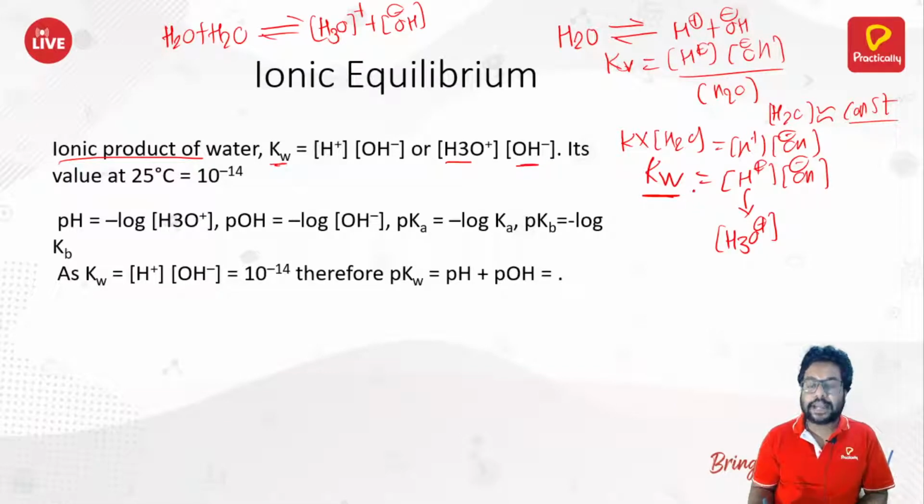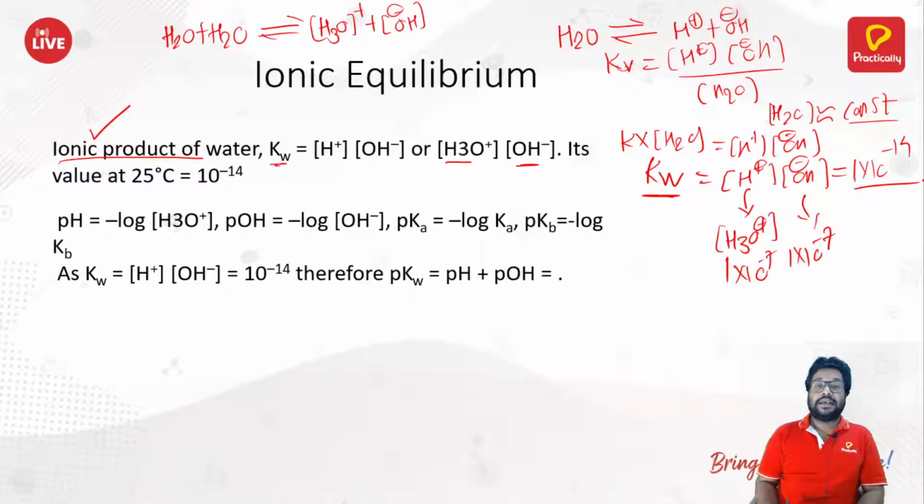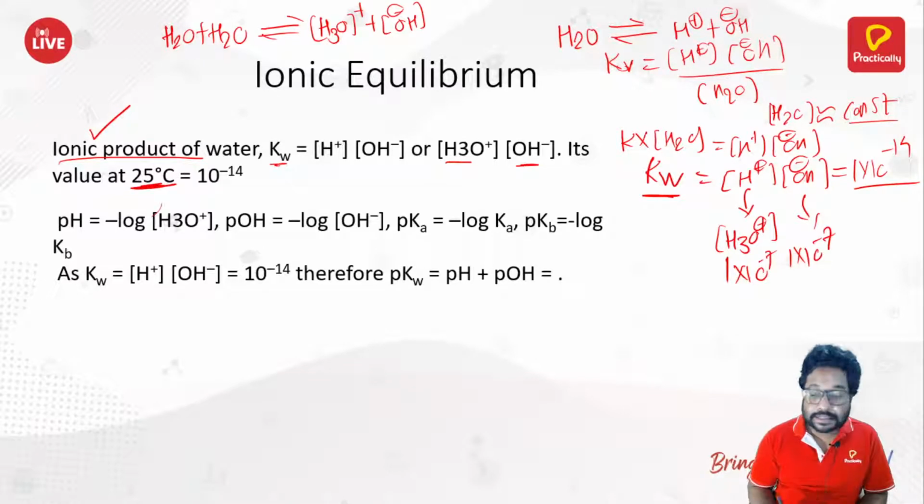So this product Kw is called the ionic product of water because it is the product of the ions of water. That product is equal to the H plus concentration, which is 10 raised to minus 7, times the OH minus concentration, which is also 10 raised to minus 7. So the product becomes 1 into 10 raised to minus 14. That is at 25 degrees Celsius, that means at 298 Kelvin.